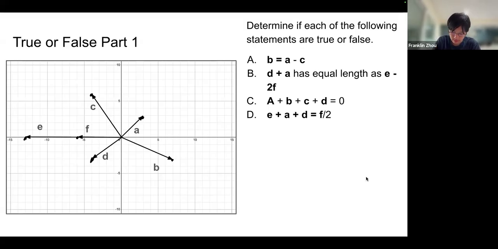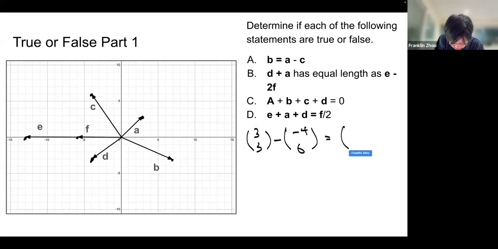All right, I can start going over these. The first one, the only real computation is finding a minus c, which is the right-hand side would be 3, 3 minus 4, 6, which is equal to 7 minus 3. And this is actually equal to b, so this first one is correct.